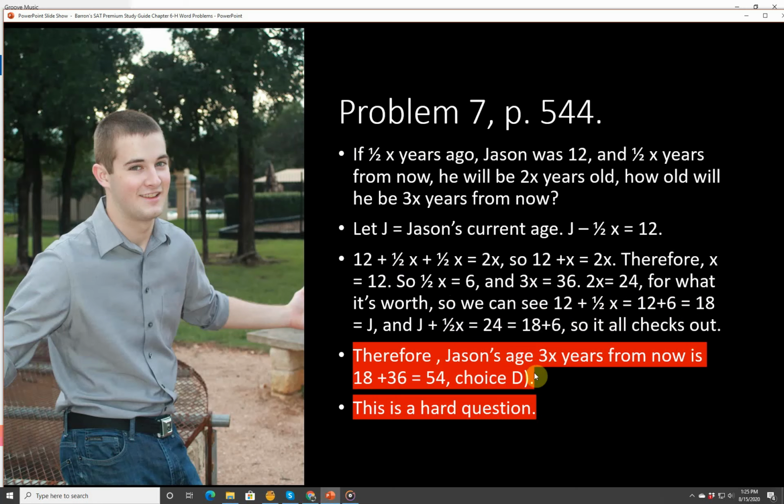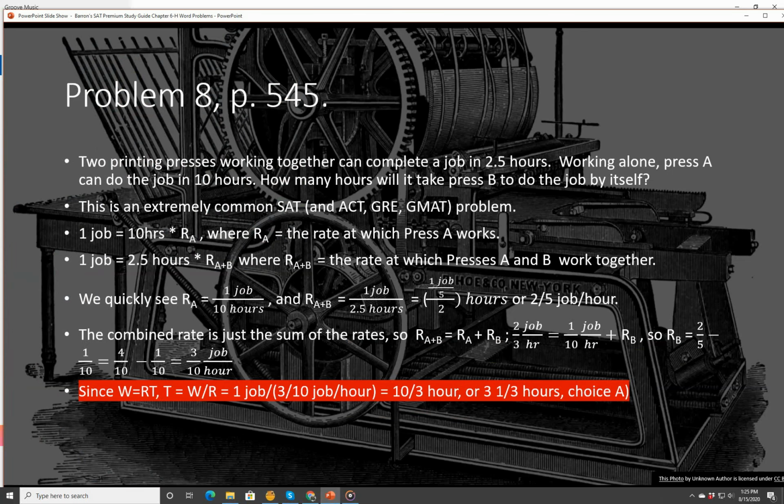I found this to be a very hard question, despite how fast I just went through it right now. So that's why it's important to check to make sure these other values check out so you know you haven't made a mistake.